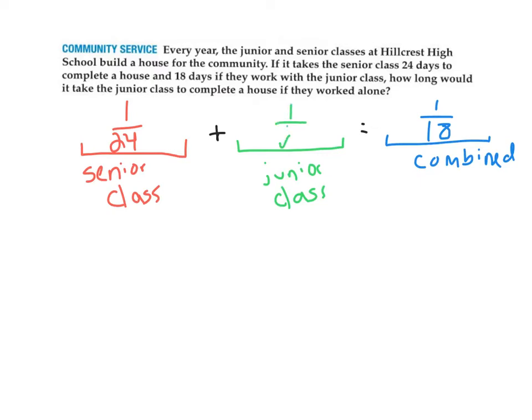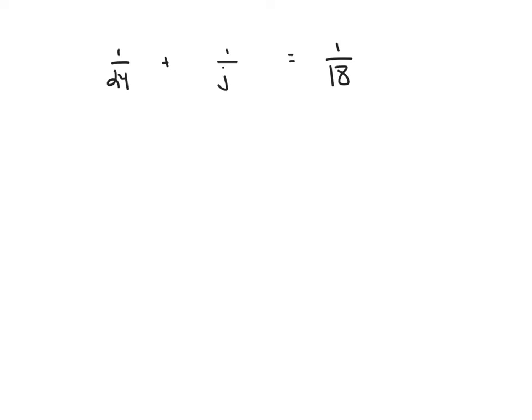So we have this equation, 1/24 plus 1/J equals 1/18. So to solve this equation, we're going to get a common denominator, and our common denominator is going to be 72J.